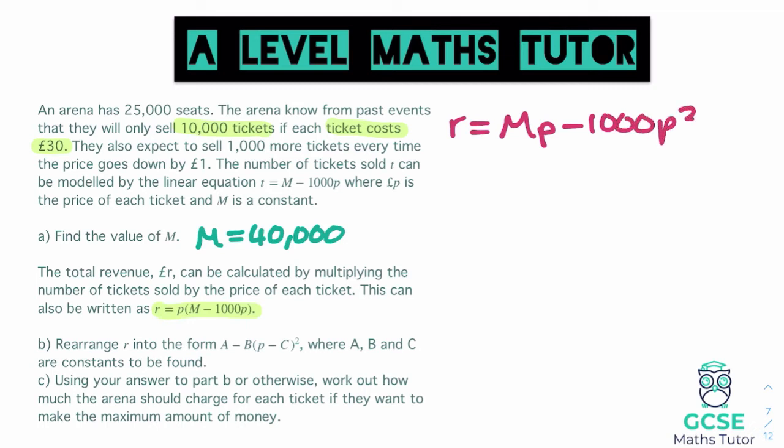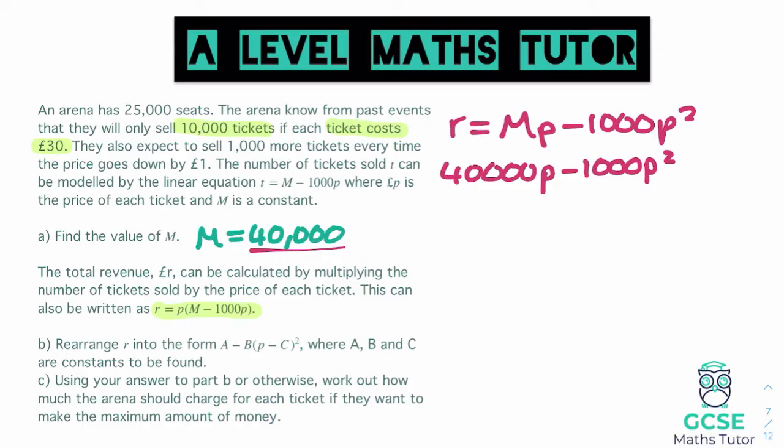Now we already know from part A that M is 40,000, so we can put 40,000p rather than Mp. I'm going to get rid of the R equals for the moment, just so we can look at completing the square for this. So at the moment we've got 40,000p minus 1,000p squared. And notice that we no longer have a constant here, so when we complete the square we just need to watch out for that as well.